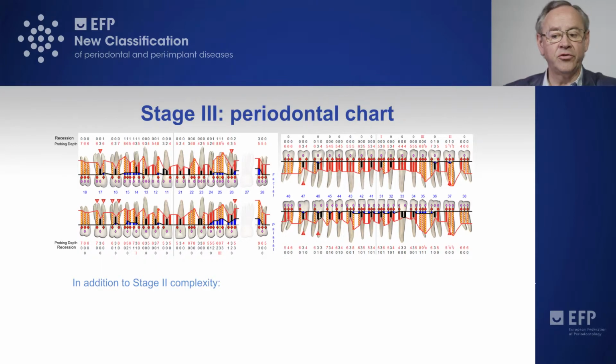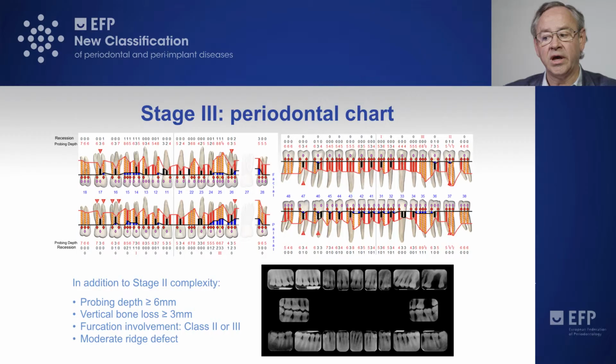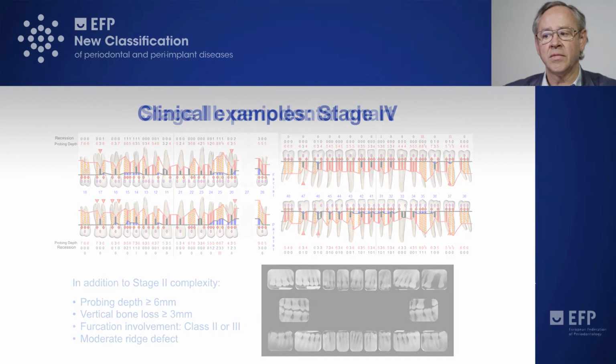So with all this information, we can clearly ascertain that in addition to the stage 2 complexity, we have very deep probing depths, which are not pseudo pockets. We have vertical bone loss of more than 3 millimeters. We have furcation involvement, classes 2 and 3, and we have a moderate ridge defect. And you can evaluate these aspects both in the periodontal chart and in the full mouth x-rays.